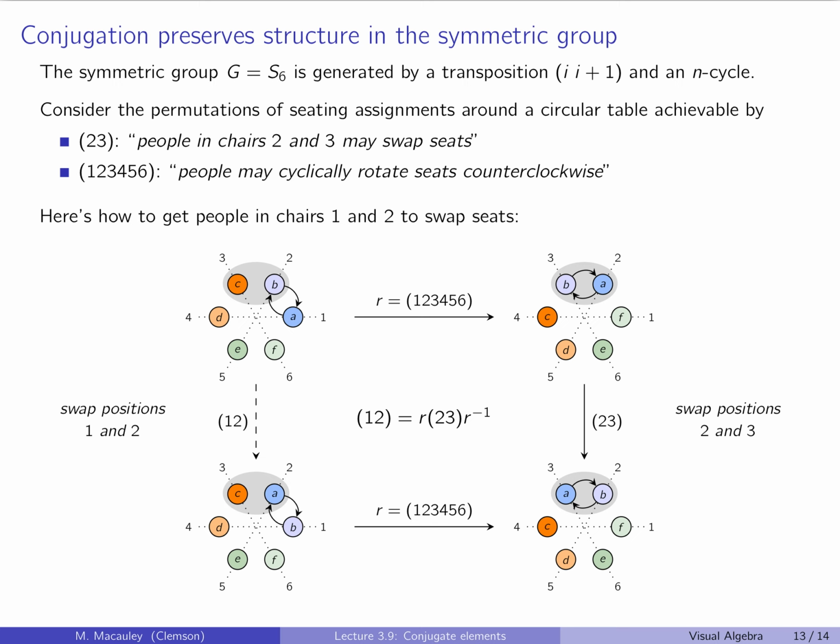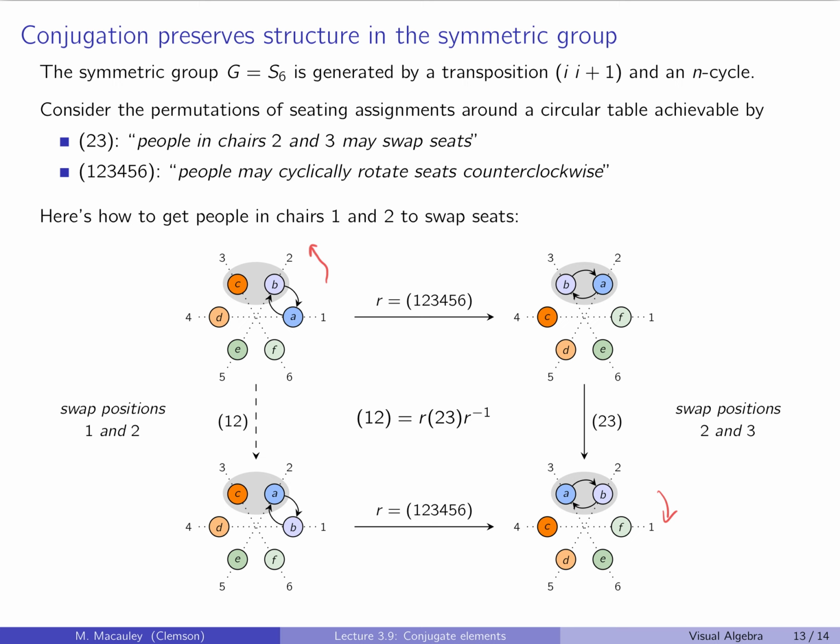But let's now suppose that people in chairs 1 and 2, say Alice and Bob, want to switch seats. How do we achieve that? Well, we take everybody here and we say, let's move over one chair, so rotate counterclockwise. That moves Alice and Bob into swappable position. And then we swap them, A and B, and we fix everyone else. And then we rotate everybody back clockwise, which is our inverse.